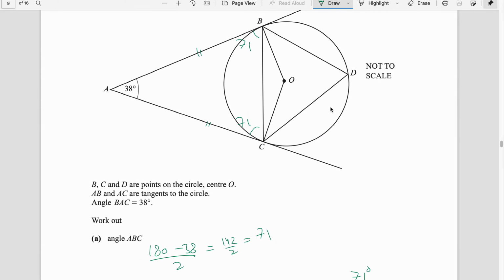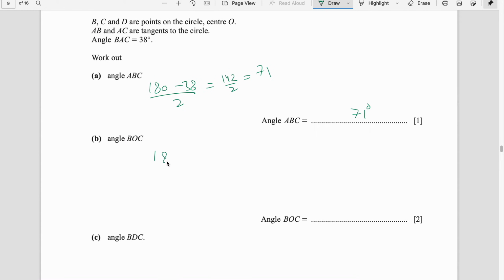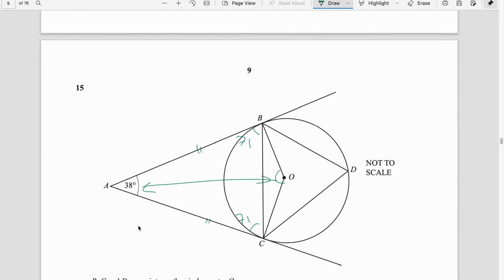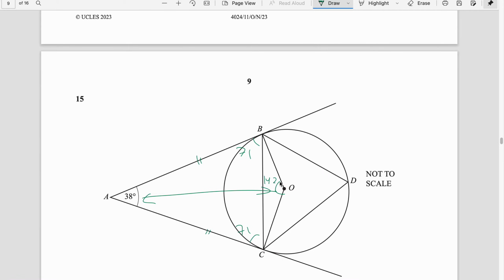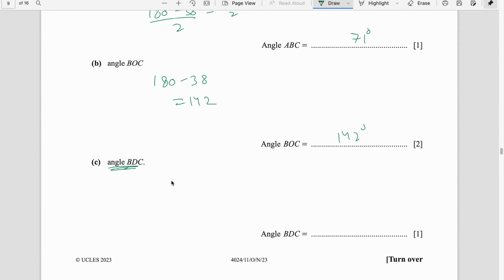Angle BOC, these two are again supplementary. So 180 minus 38 is 142. Angle BDC, this is 142. BDC is half of this angle. Angle at center is twice the angle at circumference. So 142 by 2 is 71 degrees.